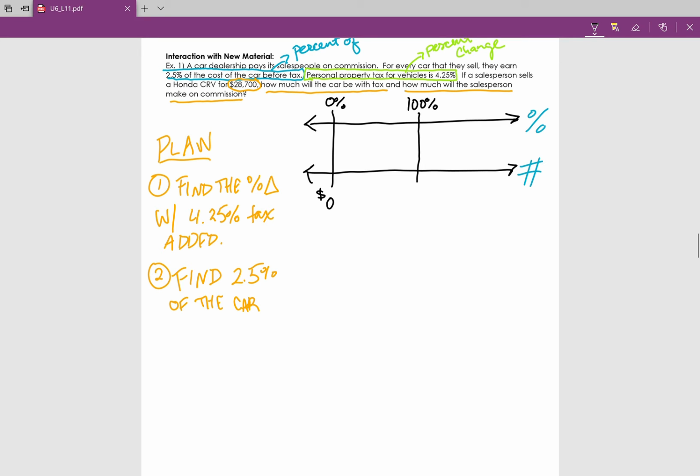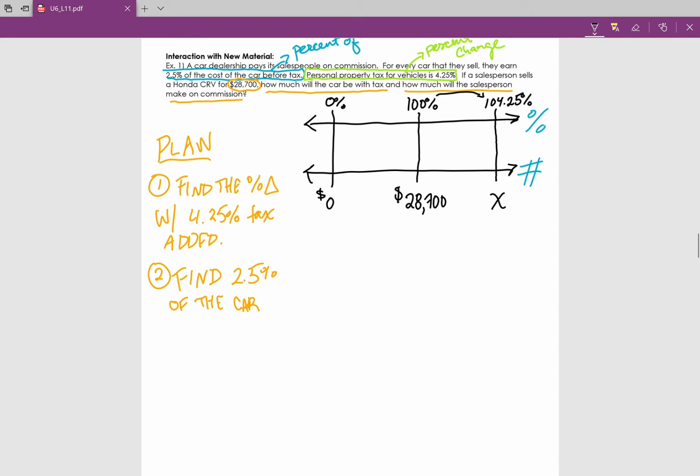And how much are we adding for the percent change? How much are we adding onto it? We're adding 4.25%. So I'm going to put my 4.25% added up here, which would give me 104.25%. And we don't know what the cost of the car is with that tax. So that's our X. We know what the original cost is. That's $28,700, just like so.